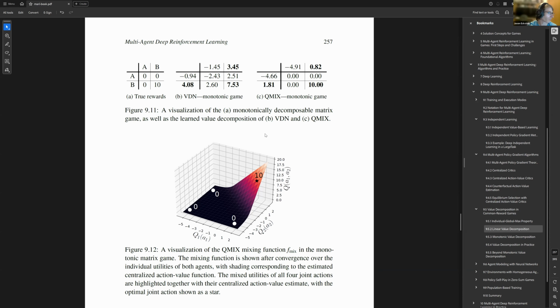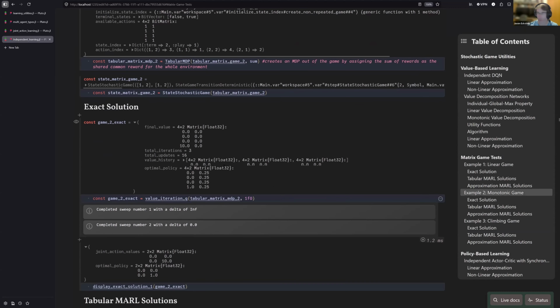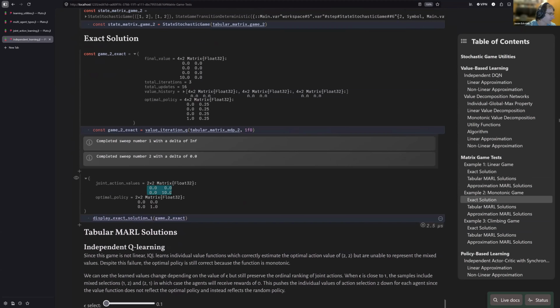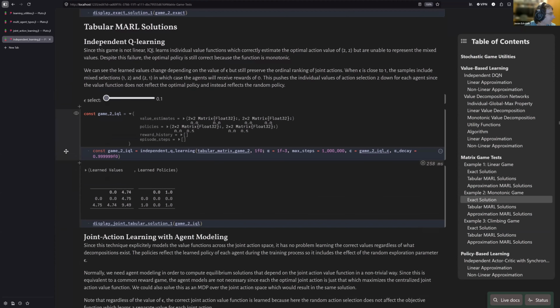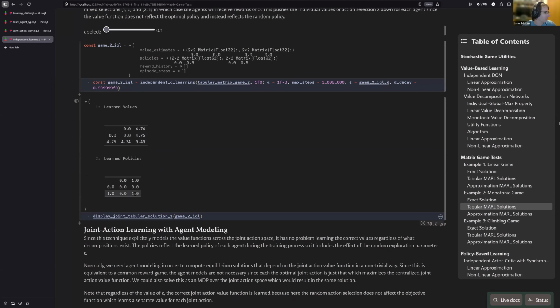So there are additional problems with this. Now, if we train it like the exact solution, it should work the same, right? If we're learning the joint action values, we can learn these exact joint action values because, again, there's no issue with the decomposition here. Now, if we do independent Q learning, where we're not explicitly learning any decomposition, we can see here that it is getting the ranking between the actions correct, right? This action of 2 is the optimal action.